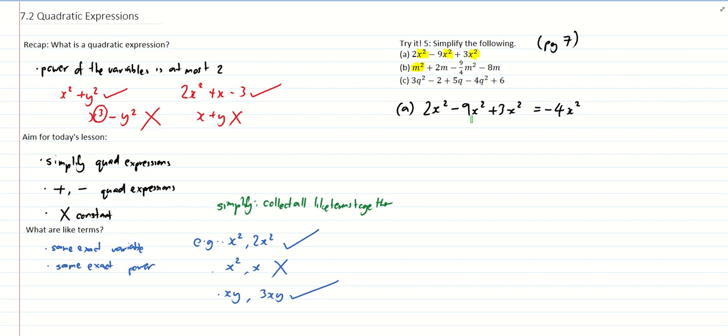Now in the second term, you realize that the power is 1. There's no power 2 here, but the variable is still the same, so they are not like terms. So m square and m are different terms. Okay, and then we have m square on the third term, so this is the same as the first term. And in the fourth term, it's just m, so it's the same as the second term. Okay, so what we need to do is we need to rearrange them together.